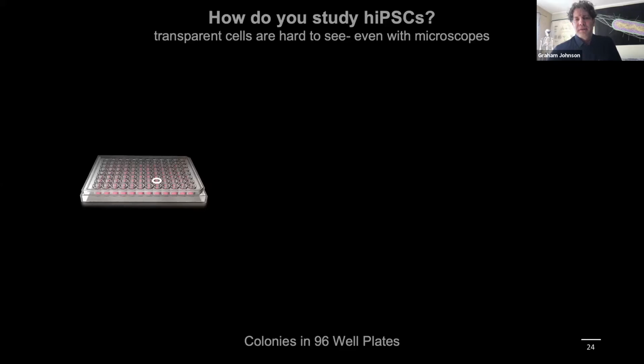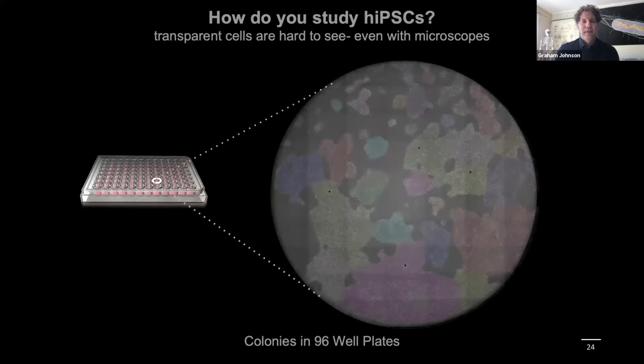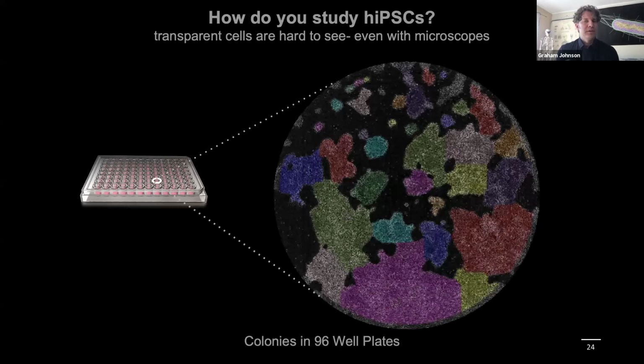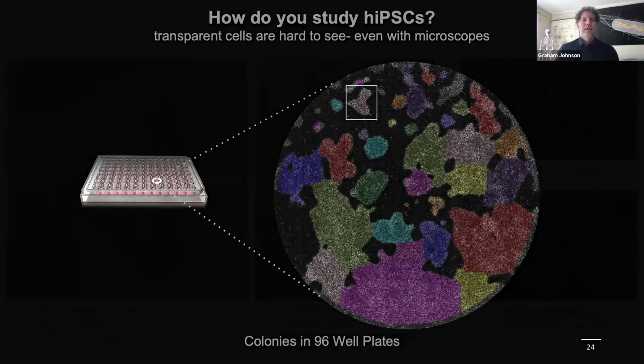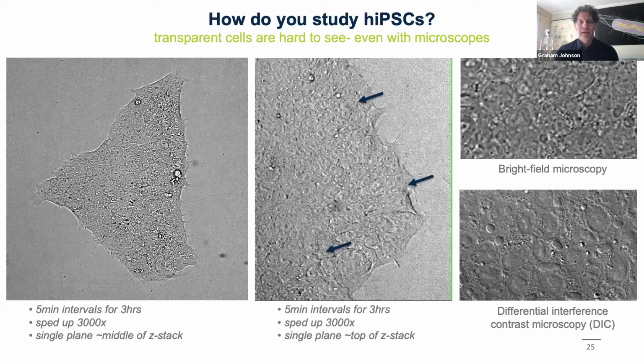To visualize our cells in a semi-automated manner, we grow them on 96 well plates where the individual cells settle and begin to grow and divide into colonies that look like this at low magnification. And here we're just using an edge detection algorithm to identify and color code the different colonies with their boundaries. But if we zoom into a colony, we of course find that the cells are practically transparent, and our HIPS cells look like this at higher magnification and white light.